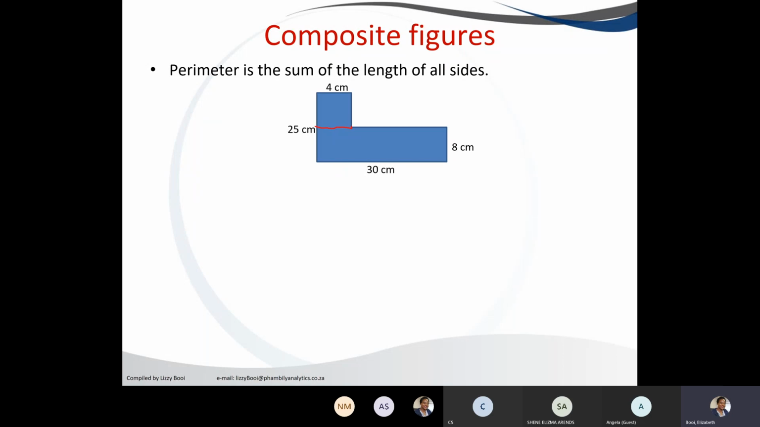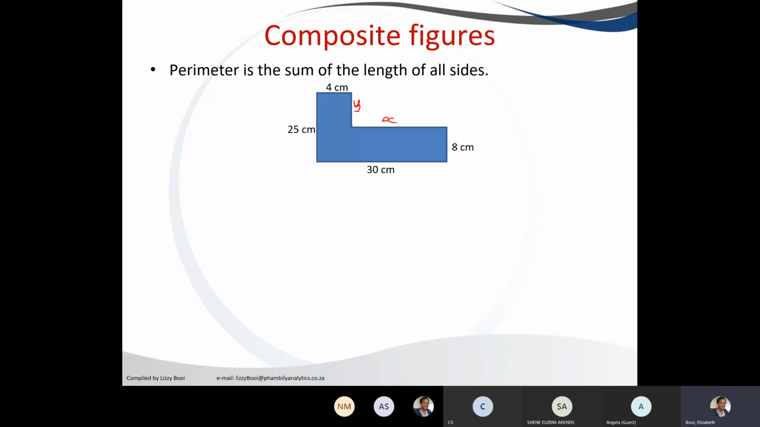So to calculate the perimeter of this composite figure, you must also be aware of the following. If you look at this whole figure, because we're calculating the sides, the sides are 4 centimeter, 25 centimeter, 30 centimeter, 8 centimeter. Now we don't have this, and we also don't have that.